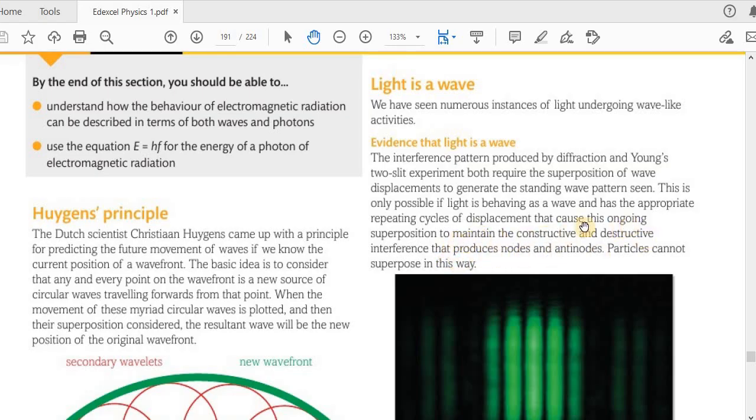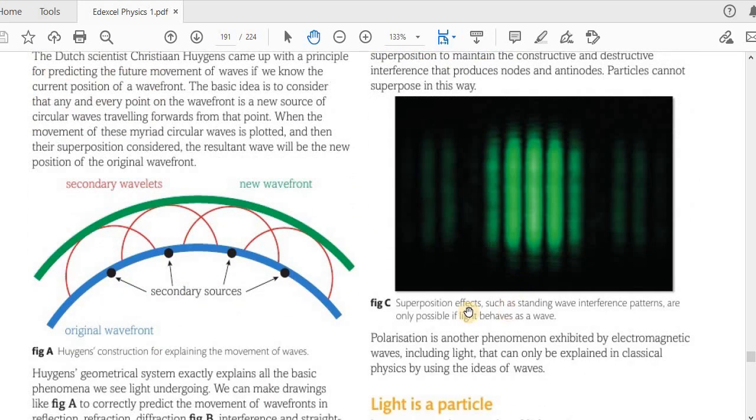This requires ongoing superposition to maintain the constructive and destructive interference that produces nodes and antinodes. So when it came to standing waves, you saw the nodes and the antinodes. That's another lesson. Particles cannot superpose in this way. Now you can see superposition effects such as standing wave patterns are only possible if light behaves as a wave.